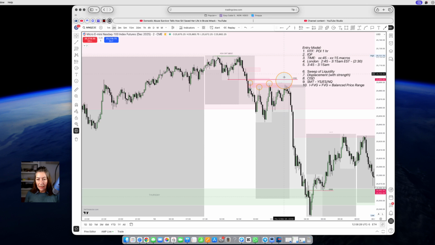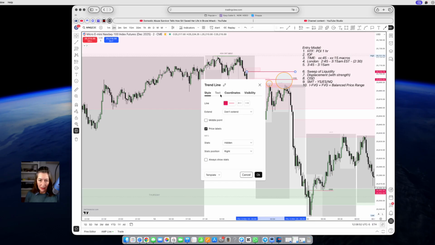Stop loss, your choice, depending what your model is. You could put your stop loss up here, which would be like the safest. I wouldn't put my stop loss up there because it's just too far for me. But the next area that I would put is either on the bottom of this fair value gap here, or just above this candle. That's where I would put my stop. So let's just do that.